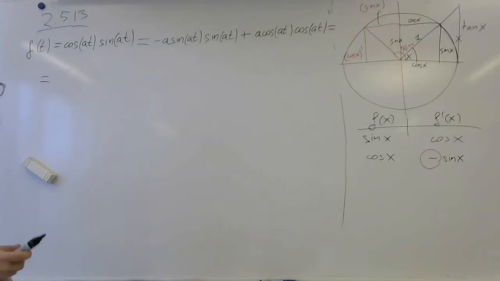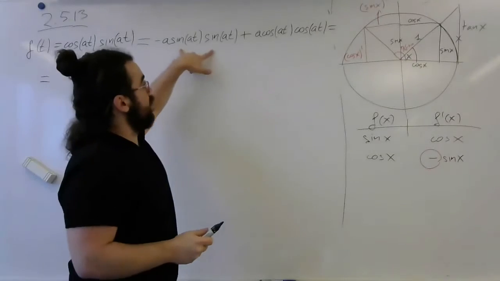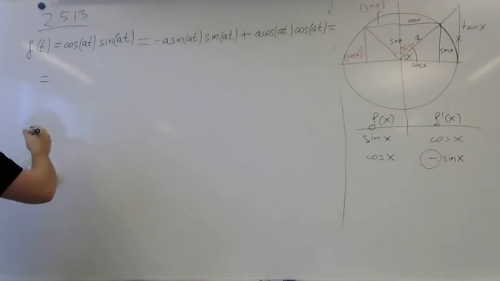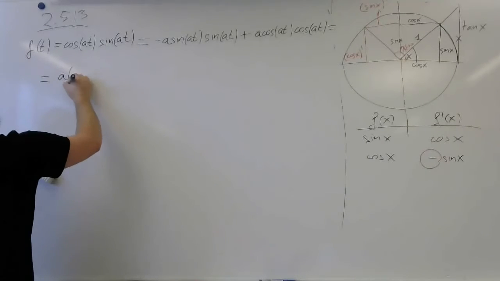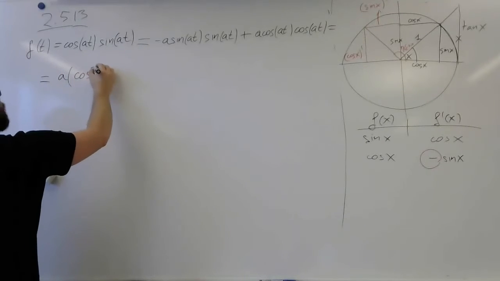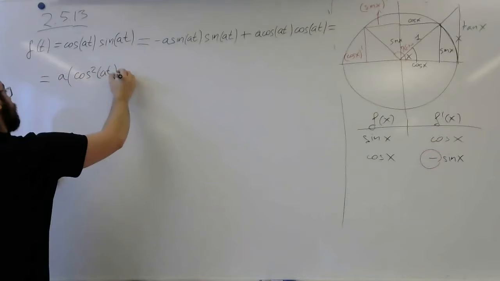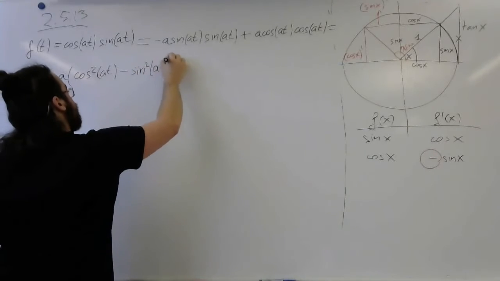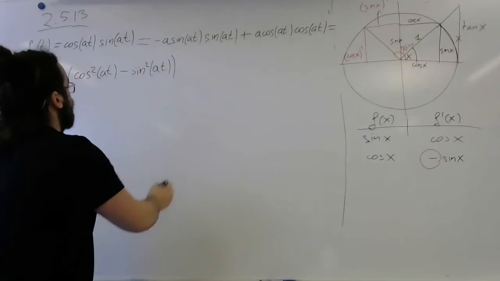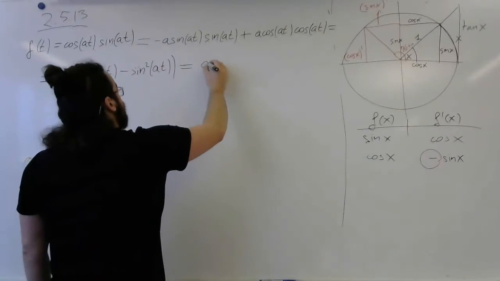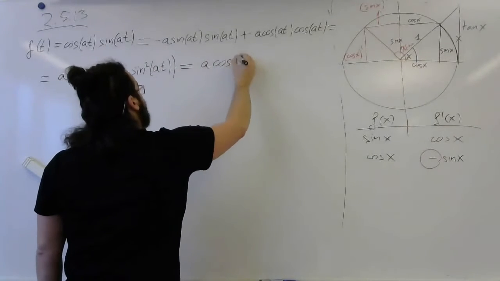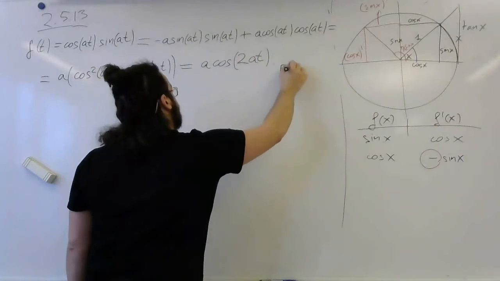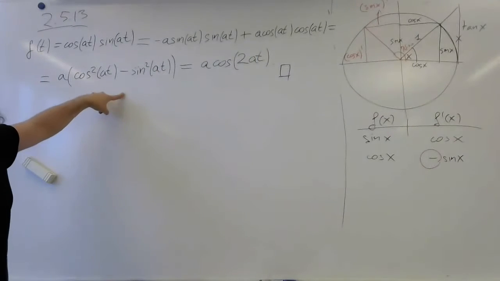What do we have here? Here we have sine squared of at, cosine squared of at. So this is a multiplying cosine squared of at minus sine squared of at, which is equal to a cosine of twice at. This is the formula for the cosine of the double angle.